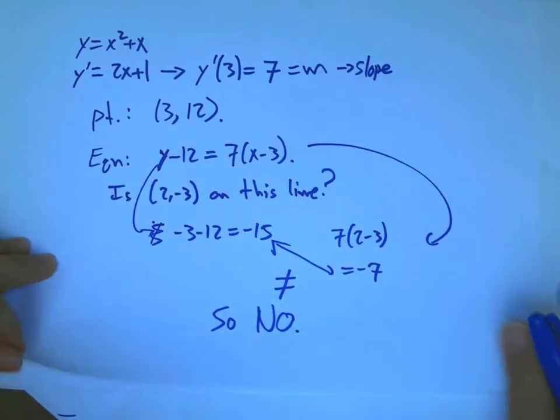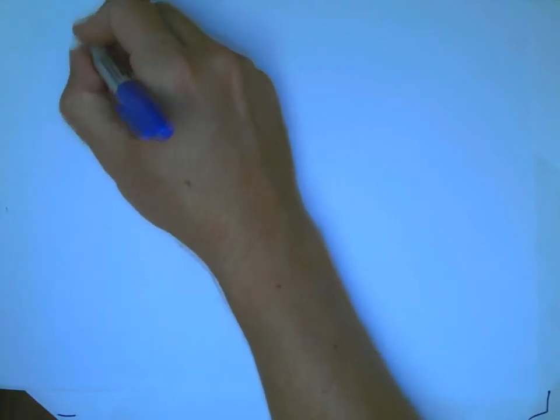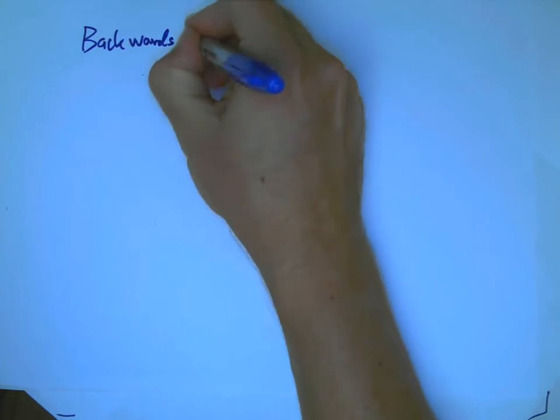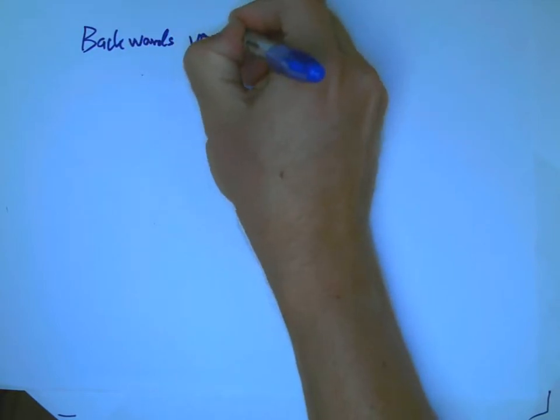So we're going to redo the calculation. Everywhere we see a 3, an A is going to come in. But we can still do the calculation. That's the great thing about knowing how to do algebra. You can do things with letters instead of numbers. So the backwards version.